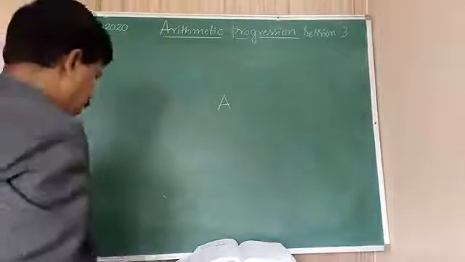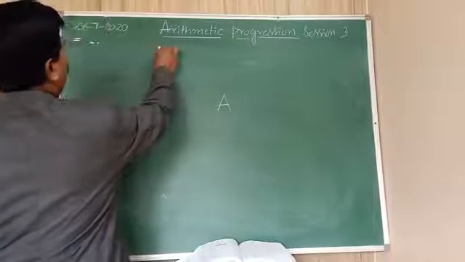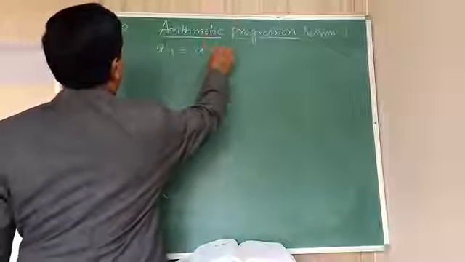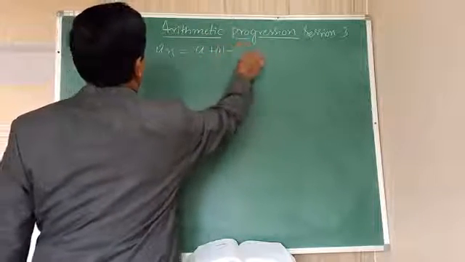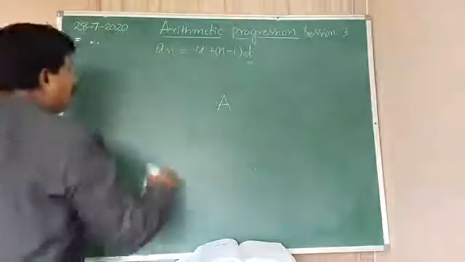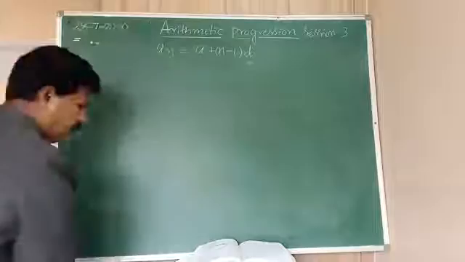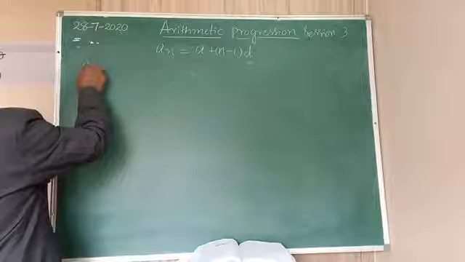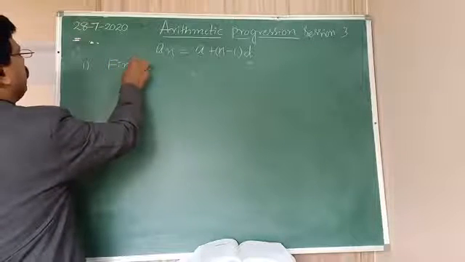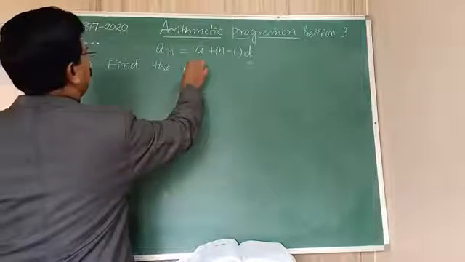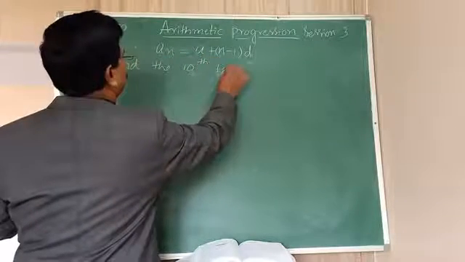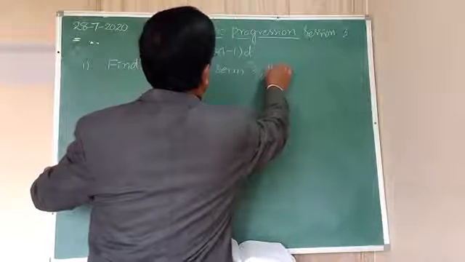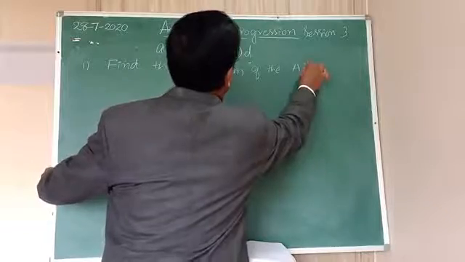Now next, on the formula for the nth term, an is equal to a plus n minus 1 into d. Based on this, we will do some work. First question, find the 10th term of the AP.